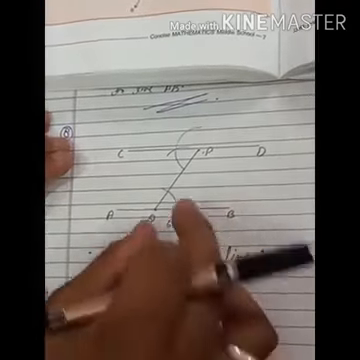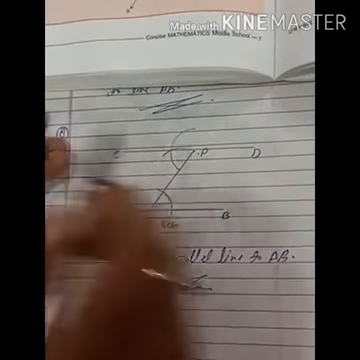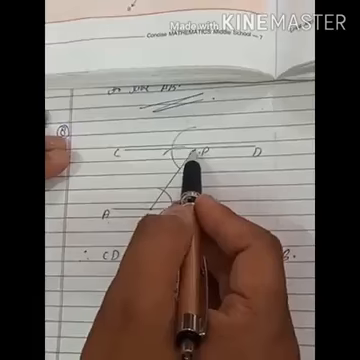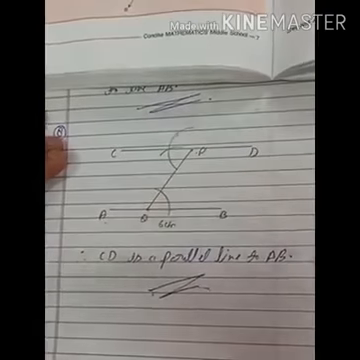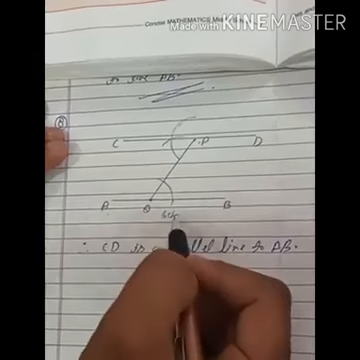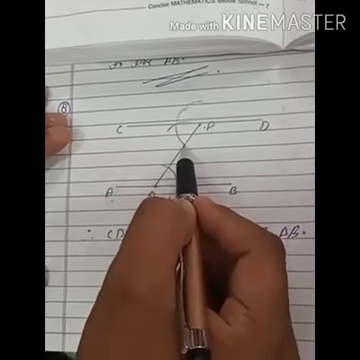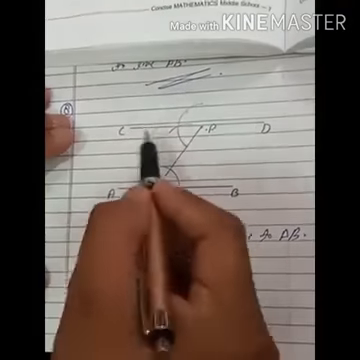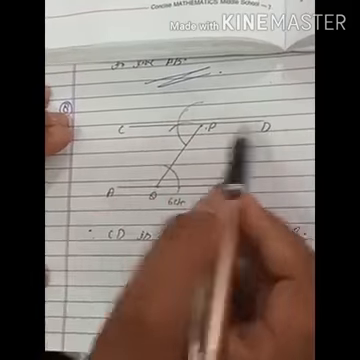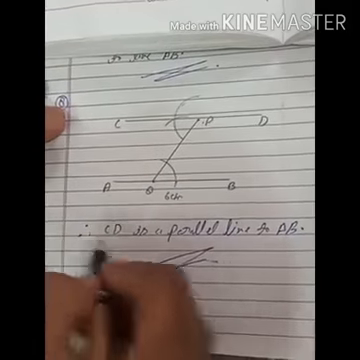So draw an arc like this. So with the same radius, cut one more arc from P in this way. Then measure this much portion with the help of compass. Then with the same radius, from this point cut arc like this, then join this arc in this way, then give the name C and D. So therefore CD is a required parallel line to AB.